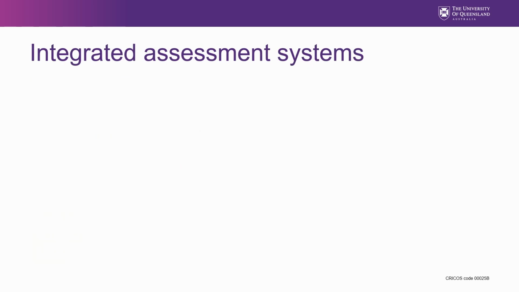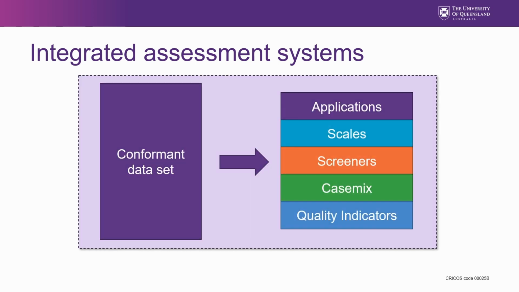There is an alternative to the use of a compilation approach to developing assessment systems. And this approach we could call integrated assessment systems, or in some circles, this solution is called second generation assessment systems. The approach here is to develop simultaneously a conformant data set that is used to support a variety of applications such as scales, screeners, case mix tools, and quality indicators. The advantage here is that there is only one way to describe each phenomenon that feeds each of these applications, thus reducing the amount of data duplication and obviously producing a much higher level of data efficiency. So in effect, this approach adheres to the collect once, use many times principle that we hear so much about.